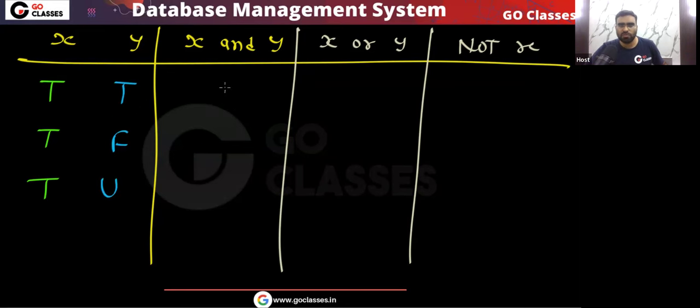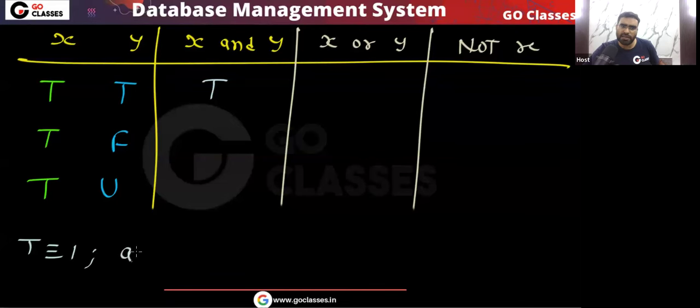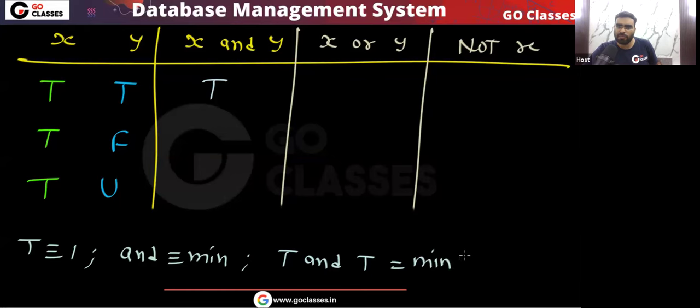What is true and true? This is very simple, you already know it is true. But can you apply the trick? You can, because true means one, and and means min. So true and true is min of 1 comma 1, which will be 1. So you can apply the trick.